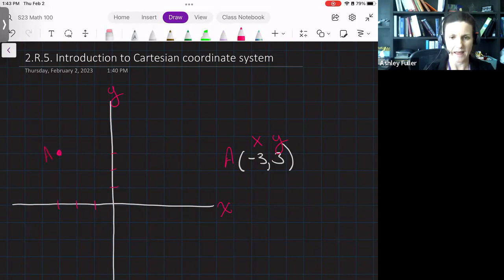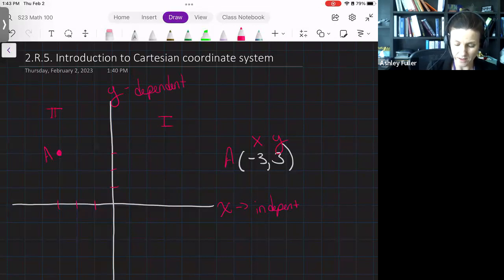in the point A. It's also important to note the x can be defined as the independent variable, and the y can be defined as the dependent variable. And we can also label the quadrants as quadrant 1, quadrant 2, quadrant 3, and quadrant 4.